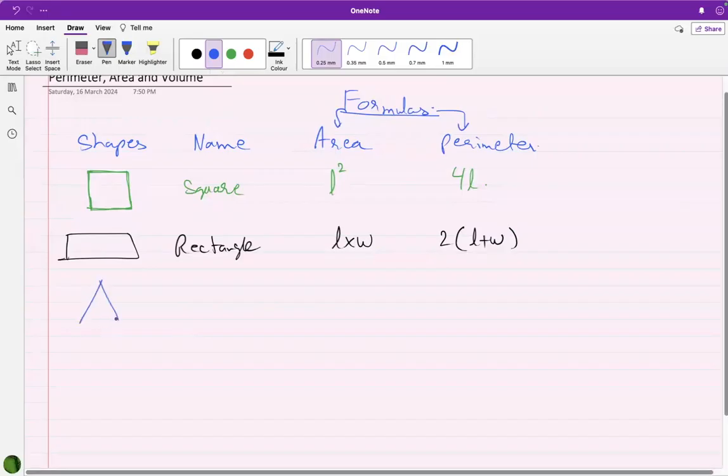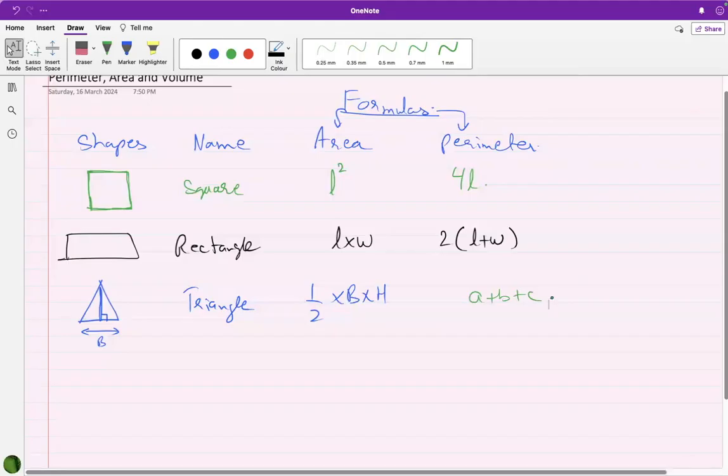Okay. So triangle. Area is still like length times width, but here it's the height. We'll call it 1 by 2 into base into height. Let this be the base, and height is always the perpendicular one with the base. And the perimeter general formula is a plus b plus c. Why so? Because we have 3 different sides and we are adding all 3 of them.